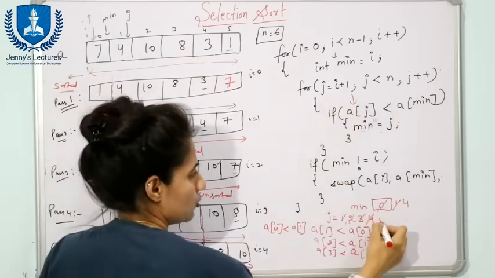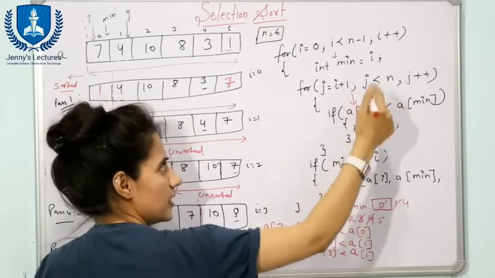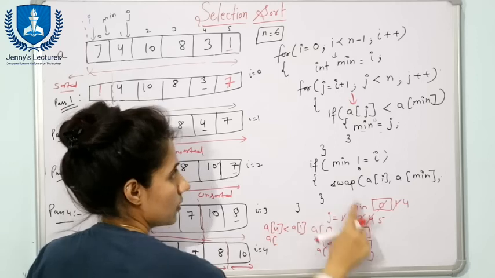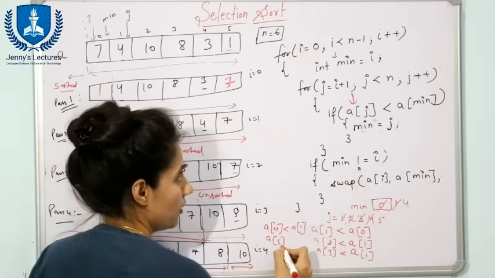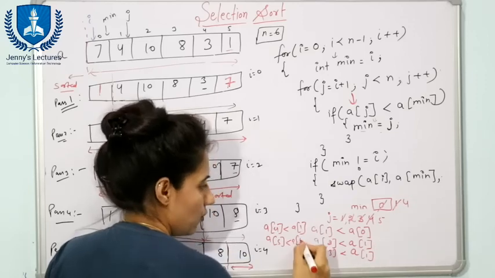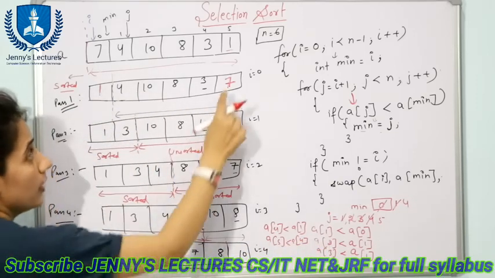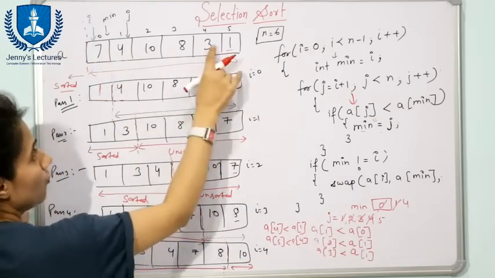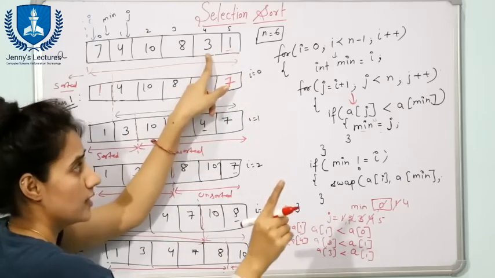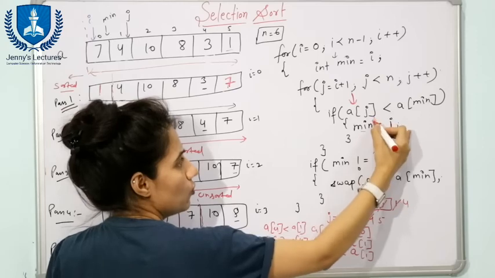Again j plus plus, j is equal to 5. 5 is less than 6. Yes, condition is true. Control will go to this loop. Now check a of j, a of 5 less than a of min. Now min value is 4. a of 5 is 1, a of 4 is 3. Is 1 less than 3? Yes, this condition is true. Now control will go to this loop.